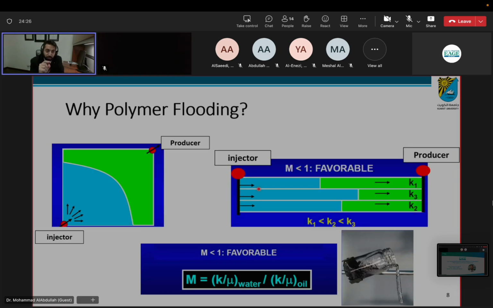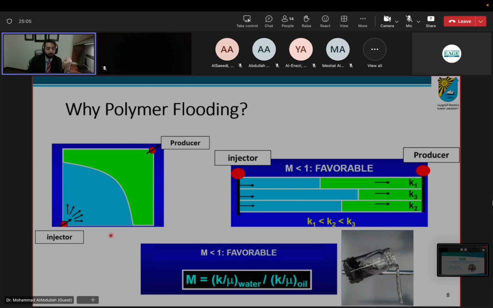What do we do? Now let's look at the polymers. And why do we do the polymers? First, polymers usually are thick, viscous liquids, just like hair gels. It's very similar to this. They're very viscous, and they increase the viscosity of the aqueous phase, which is a key word in here, because we said if we want to have favorable mobility, you increase the viscosity of the aqueous phase, which is water in here. Once you increase it, you decrease the mobility ratio. If it's less than 1, we call it favorable.